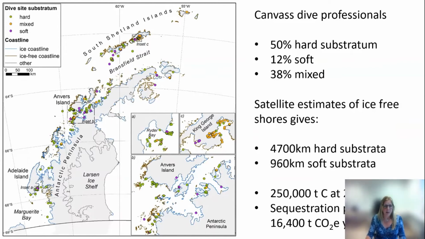So you can see on this map that was kindly produced by our GIS team at the British Antarctic Survey. And you can see here where we've highlighted hard and soft and mixed substrata along the peninsula. And then we used satellite-derived estimates of ice-free shores on the peninsula that give an estimate of 4,700 kilometers of hard substrata coastline and 960 kilometers of soft. Scaling up and including estimates of macroalgae from the work of Chuck Amsler's group, we estimated 250,000 tonne of carbon at 20-meter depth along the ice-free coastlines of the peninsula.